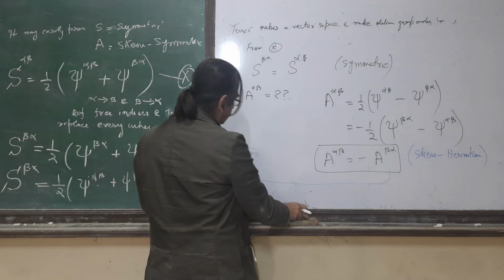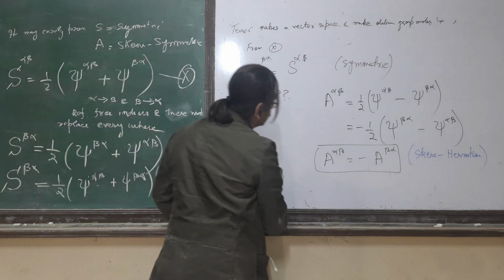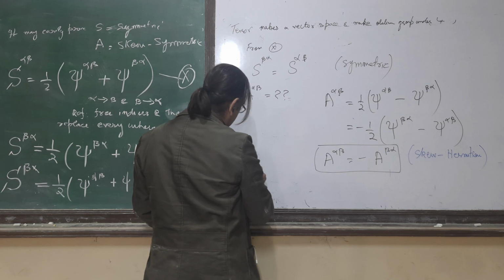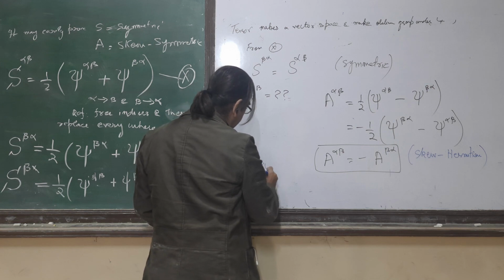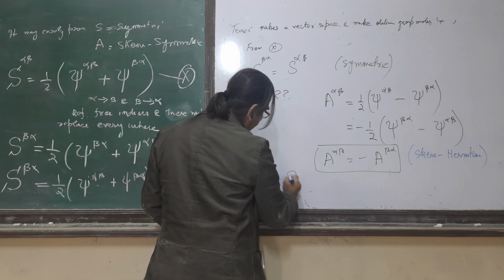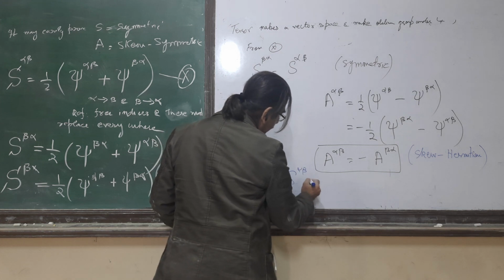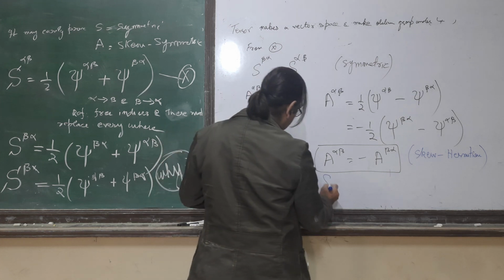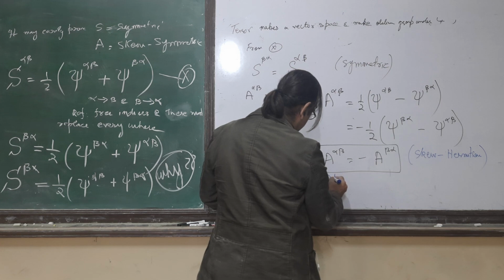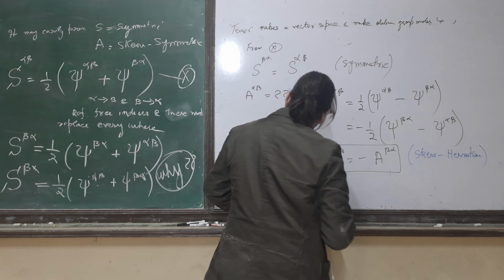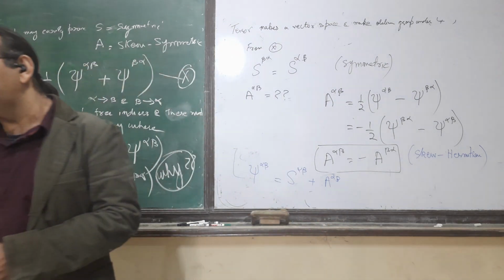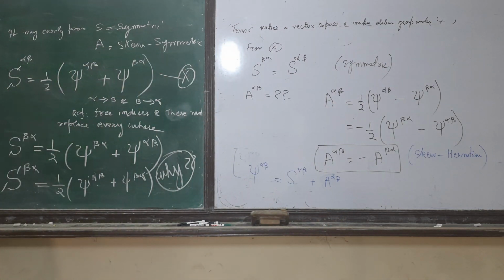So every tensor alpha beta may be written as a combination of symmetric plus skew-symmetric parts. They can be divided into two parts. One will be symmetric and one will be skew-symmetric. So every tensor may be divided into two parts.